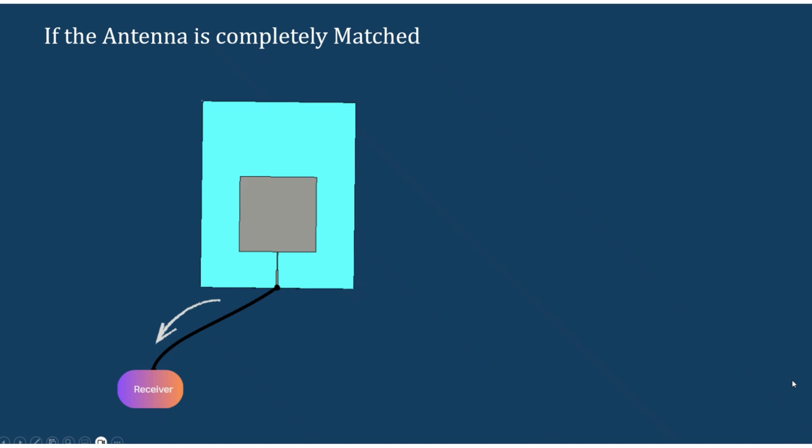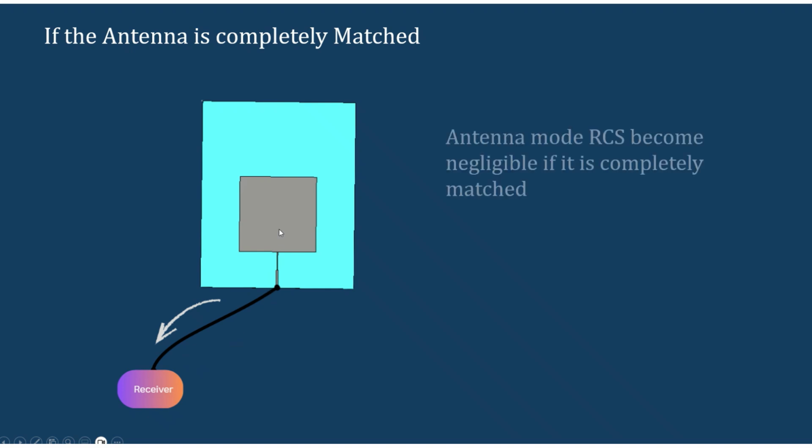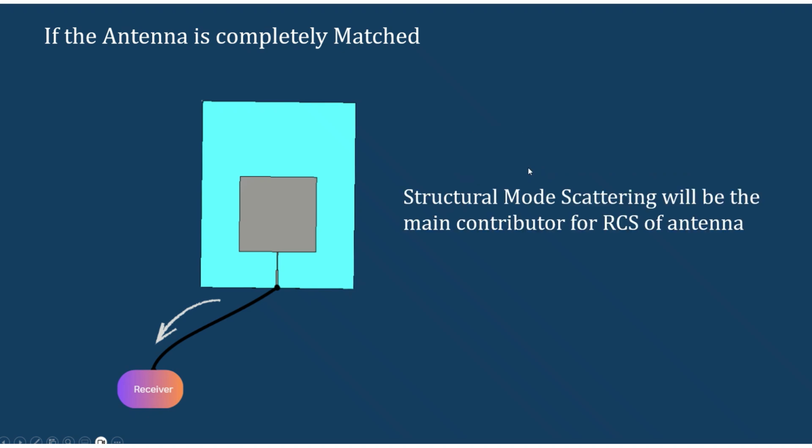When we are designing an antenna, we design it to be completely matched to the receiver system. That is, we make sure that the impedance mismatch is very low. In that case, when the antenna receives an electromagnetic wave, it will be passed through the receiver, and the receiver and the antenna are completely matched. There won't be any reflection back. So there won't be any re-radiation from the antenna, and the antenna mode RCS becomes negligible. If the antenna is completely matched to the receiver, we can say that the antenna mode RCS is very negligible, and the main contributor will be only the structural mode scattering or the structural mode RCS.